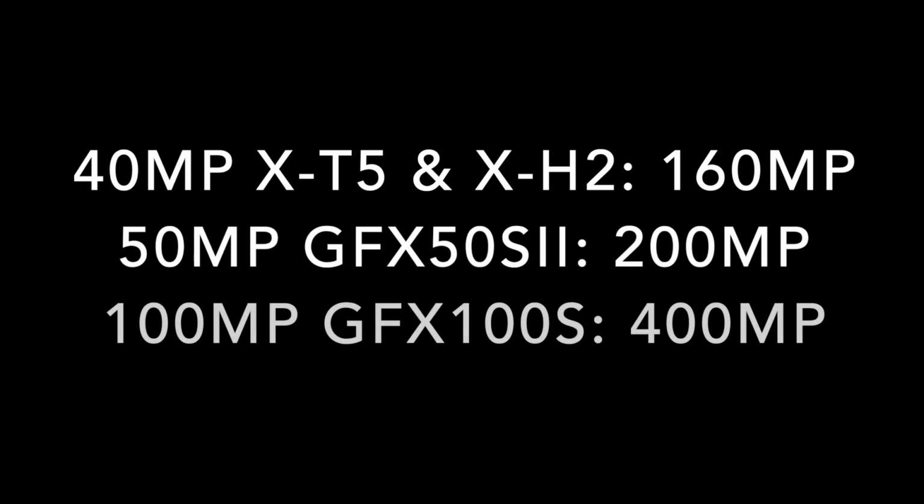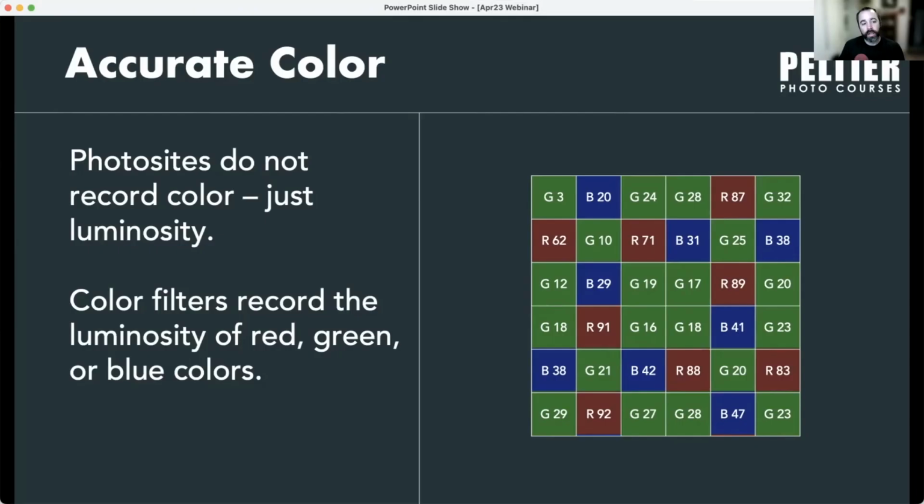In the 40 megapixel X-T5 and X-H2, you can get a 160 megapixel image, a 200 megapixel image in the GFX 50S2, and a 400 megapixel image out of the GFX 100S. Now, that's a lot of pixels, but the feature that I was most excited about was the ability to get real color instead of interpolated color. I cover this in depth in that webinar that I mentioned earlier, and you'll find a link for that here.